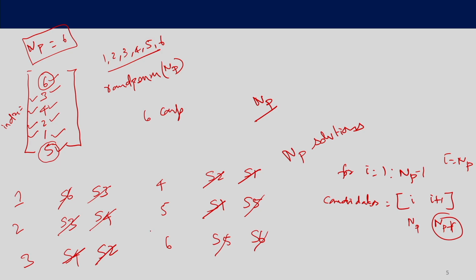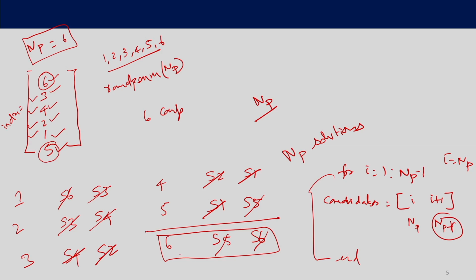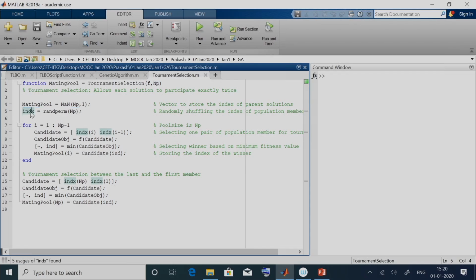So, we will be conducting till this 5 competitions, and this last competition we will be conducting separately, out of this for loop, right. Whatever happens in the for loop, that is there, and out of this for loop we will conduct one more competition. That competition will be for the last member in this index and the first member in this index. So, that competition will be conducted separately, right. So, this INDX will shuffle the solutions and give them in a random order, right, of the NP solutions which we have, right. So, what we are doing is we are running 1 to NP minus 1 times.